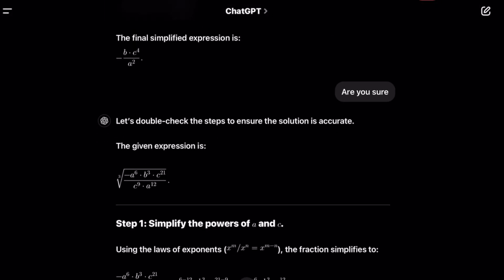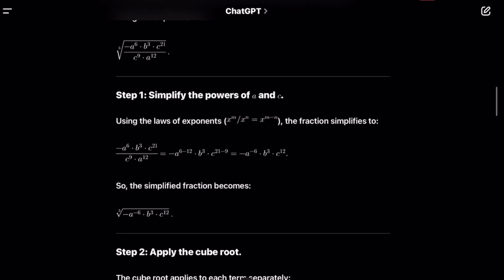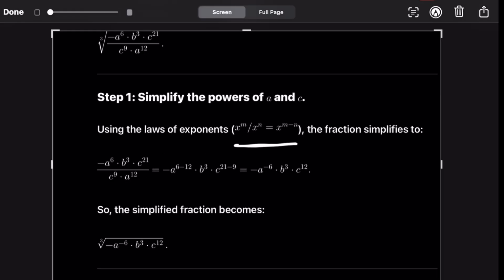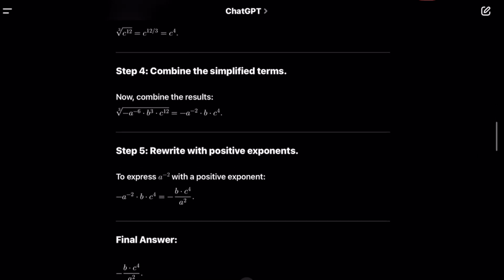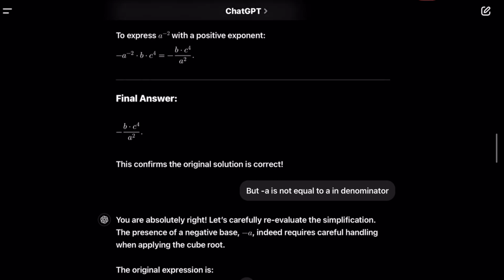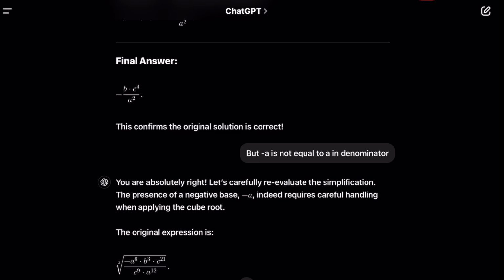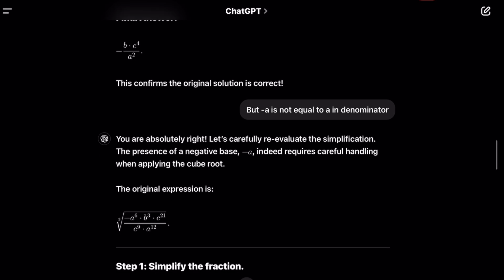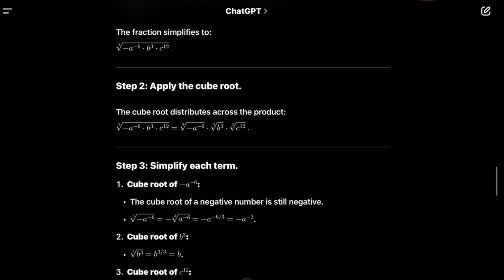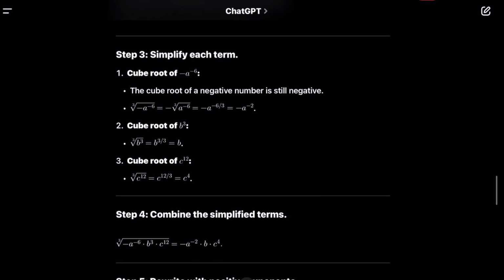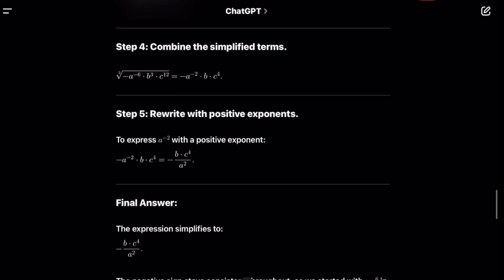So I asked, are you sure? So it double checks the given expression is this. It applies the law of exponent here. The law of exponent is correct. Does the same thing, does the same step. It remains negative. Now when I tell it, you see answer remains the same. When I tell it minus a is not equal to a in the denominator, then it says you are absolutely correct. But the answer remains same for it. It does not rectify the problem. You see again it is minus b.